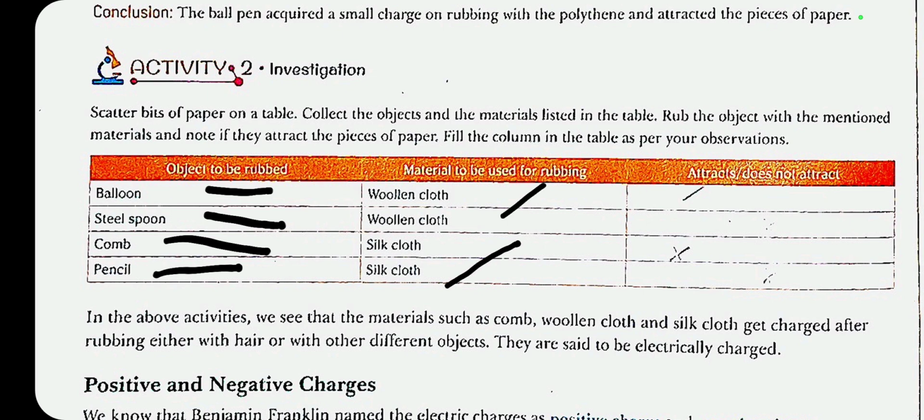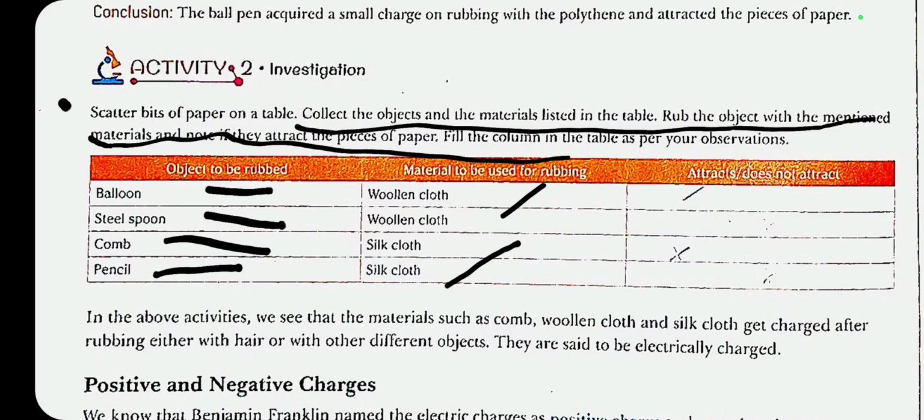And what's the activity? We have to scatter bits of paper on a table, collect the objects and the materials listed in the table. Rub the object with the mentioned materials and note if they attract the pieces of paper. Fill the column in the table as per your observation. So we will do this activity, and I suggest you do this activity on your own after watching the video, or do this activity with me.